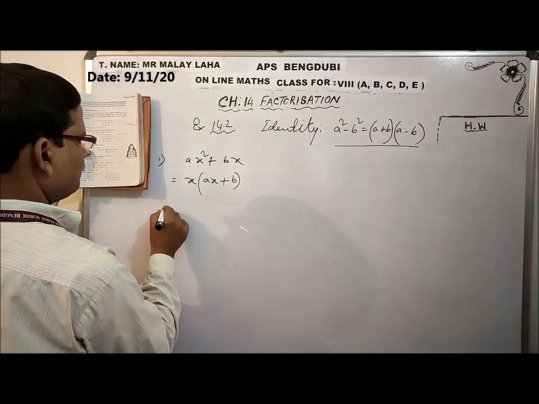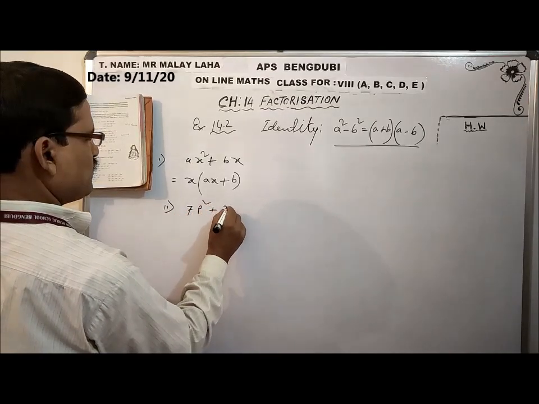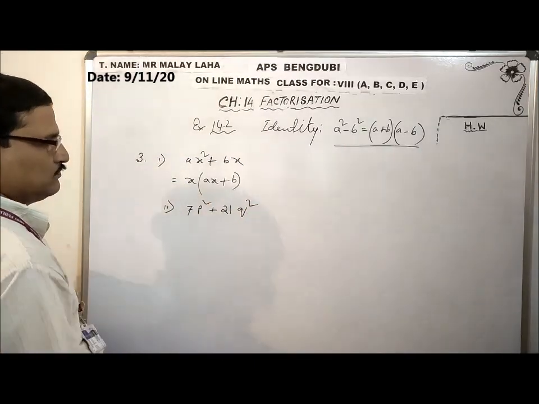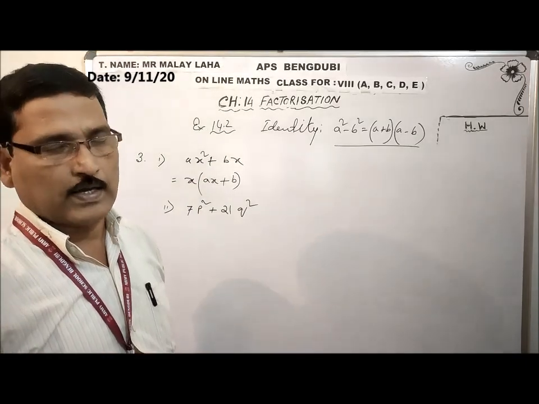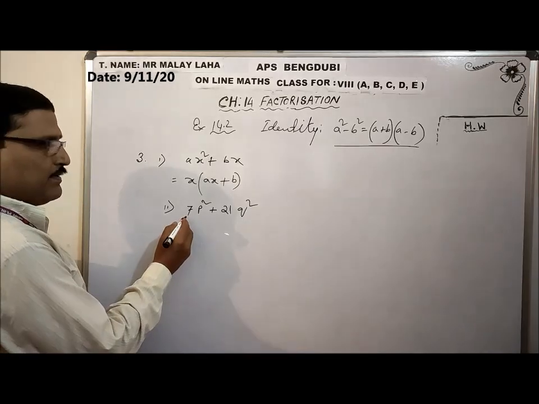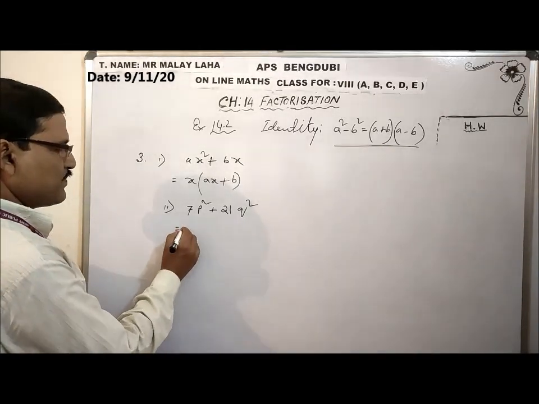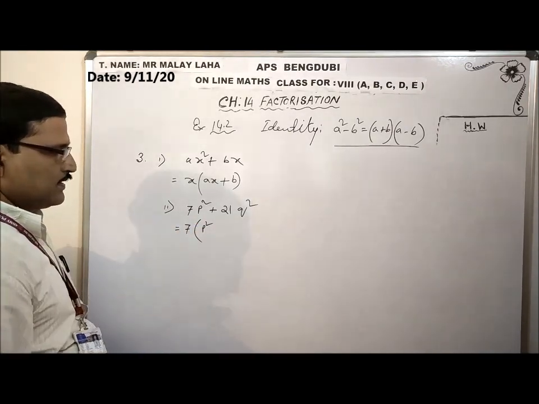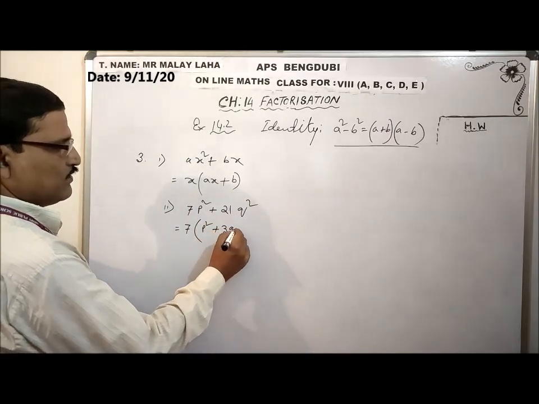So number 2, 7p square plus 21q square. Now what is common? P and q are unlike factors. I cannot take anything common from there. But 7 can be divided by 7, 21 also can be divided by 7. So the number 7 I can take common from this. So 7 is out, p square, plus if I divide by 7, it will be 3q square.